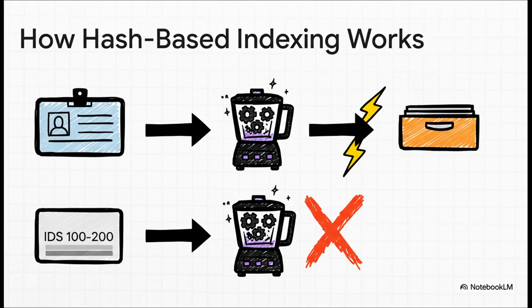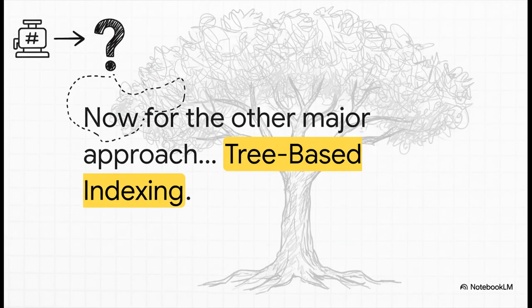But, and this is a big but, it has a major weakness. Because that hash function is designed to scramble things up, it's totally useless for range queries. It can't help you find all students between the ages of 18 and 21. So if hashing is the super fast specialist for exact matches, what's the alternative? Well, that brings us to the real workhorse of the database world, tree-based indexing.